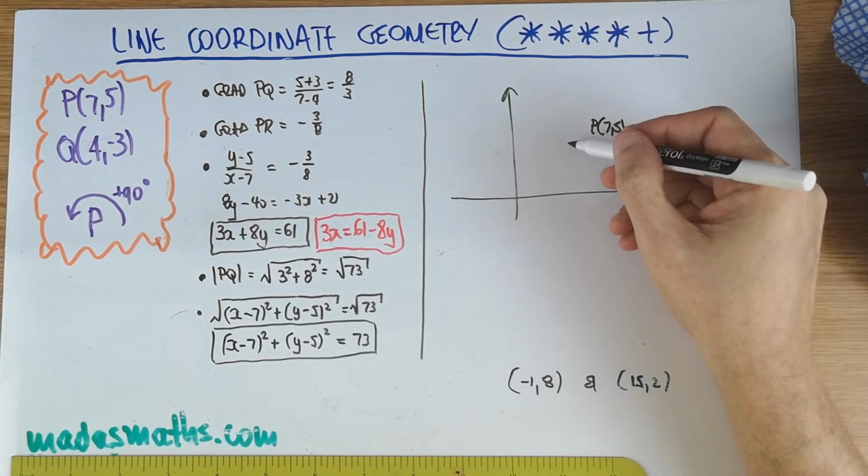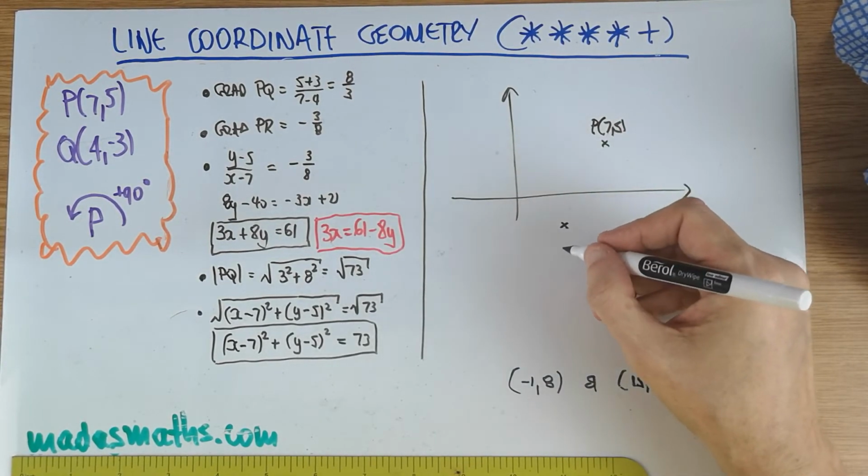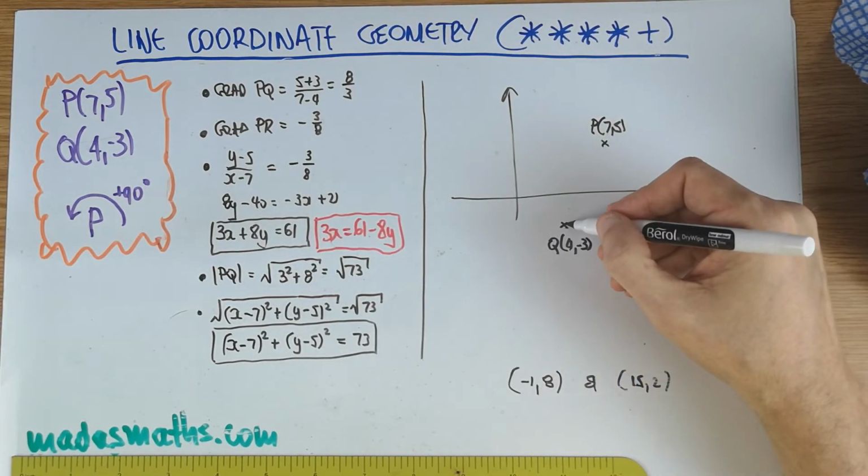The rotation of point, the image, sorry, the object rather, is at 4, so it's more to the left, and at negative 3. So it's down here somewhere. So that's the point Q, (4, -3). So my original picture was nowhere close to this.